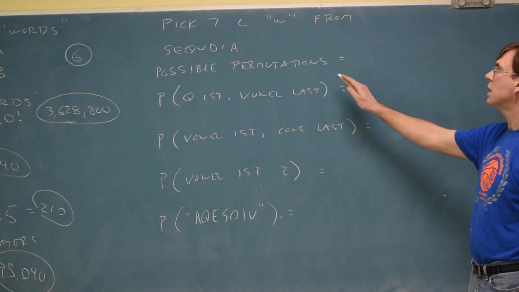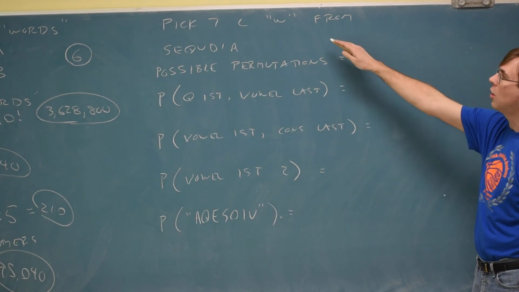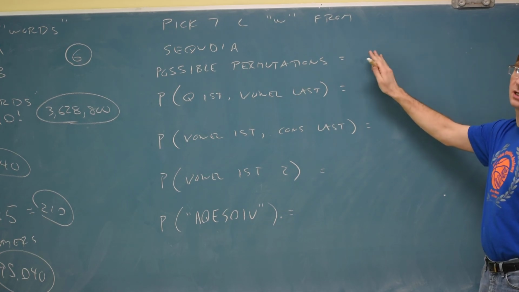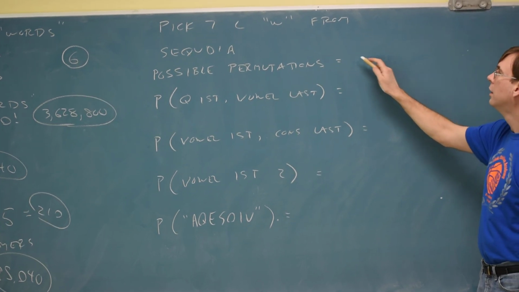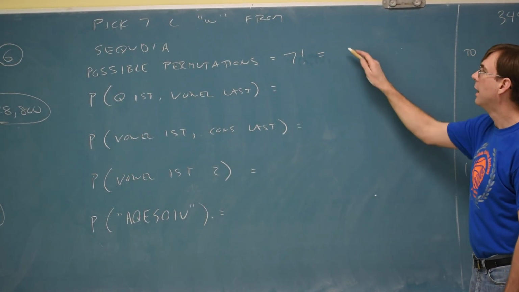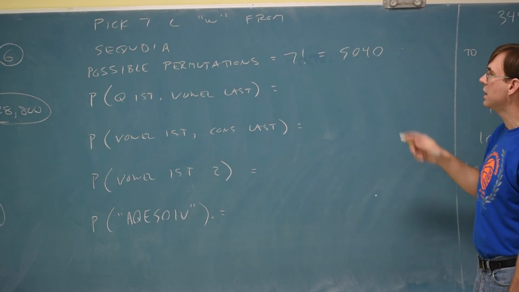So if I want the possible permutations using all those letters in sequoia, you could go 7 times 6 times 5 times 4 times 3 times 2 times 1. Or you could go 7 factorial if you wish. And that is the 5040 from yesterday.